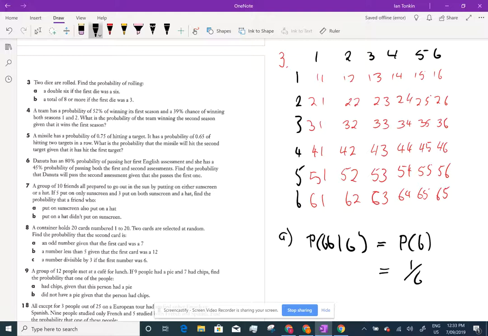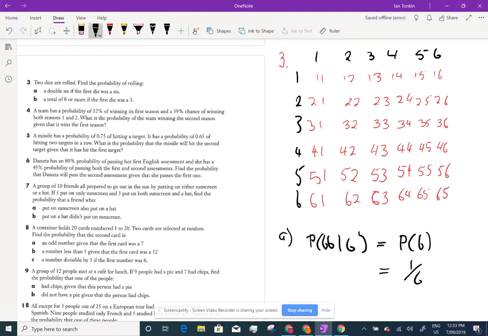Now, I could do that using the formula, but it's just not going to be worthwhile.